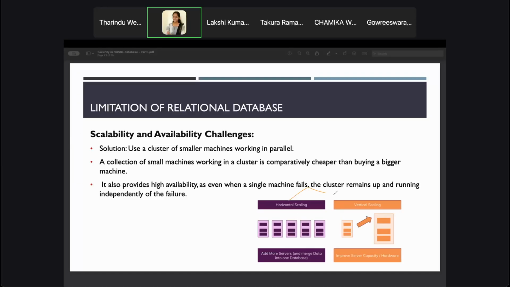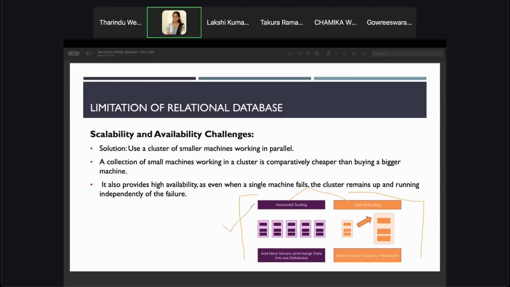There are two types of scalability: vertical scalability and horizontal scalability. Vertical scalability means we have only one server, and we can improve the capacity of the server. But we have already discussed the issues with that. At one point, we cannot scale more, it was very expensive, and the single point of failure was there.